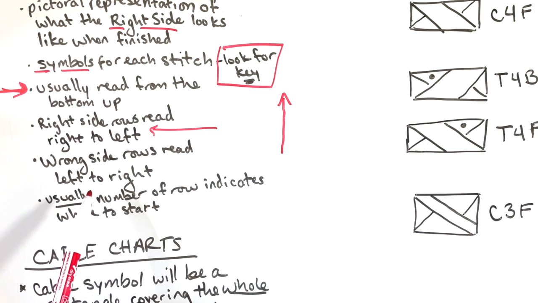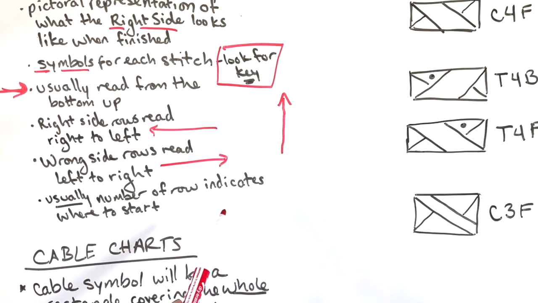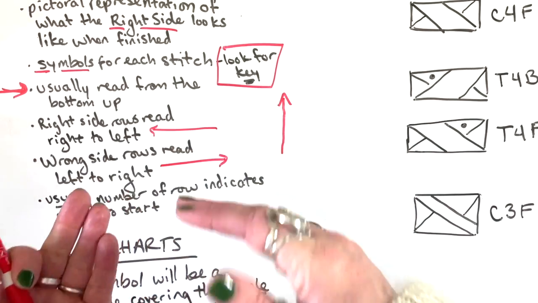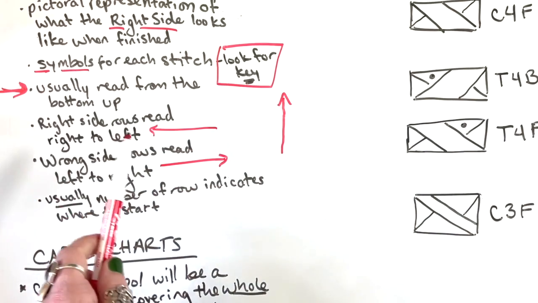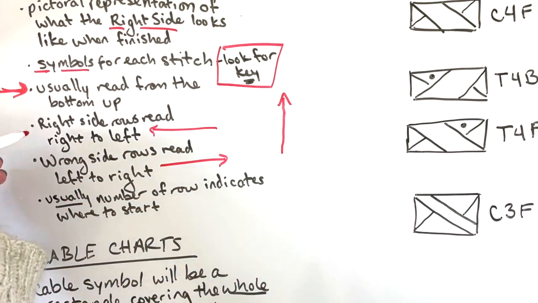Wrong side rows are read from left to right. Now that also may be a little bit of a head turn, but that is because you have turned your work around and you're working back across the same stitches. So you read that row when you're knitting flat. This is when you're knitting flat.